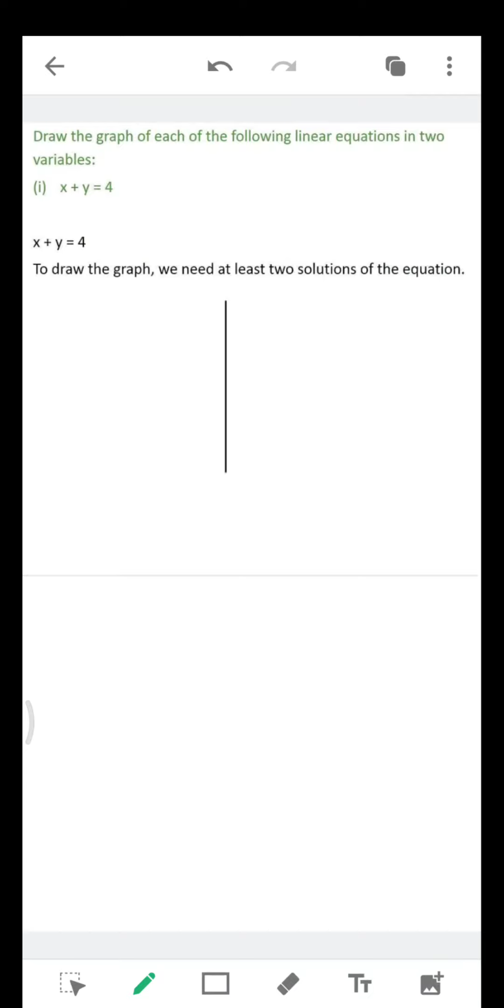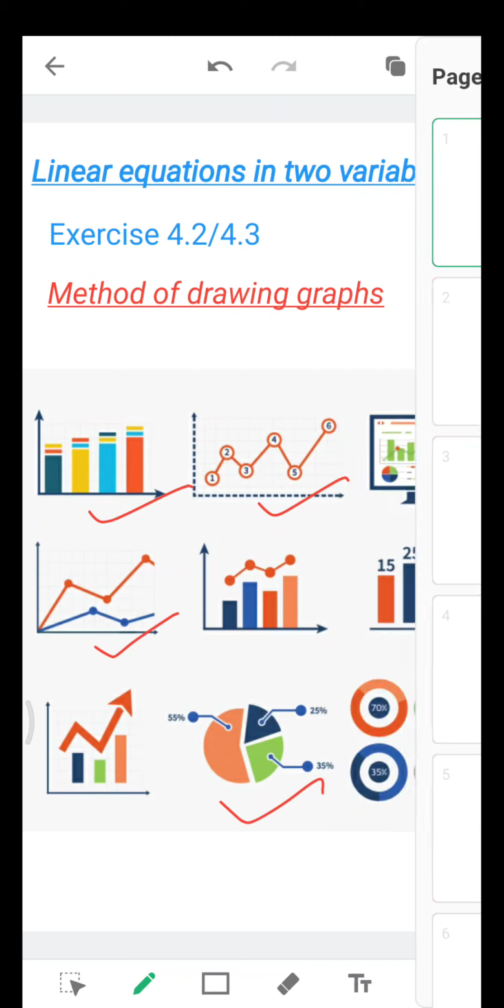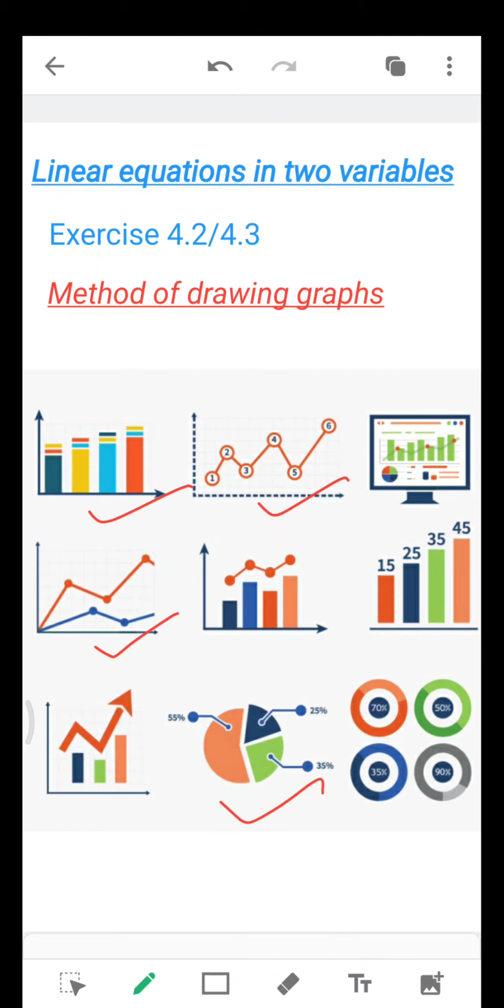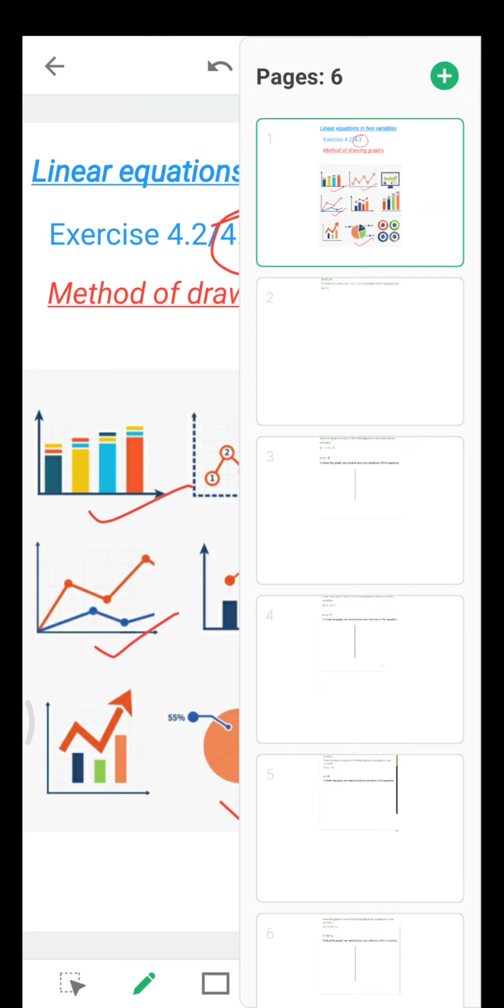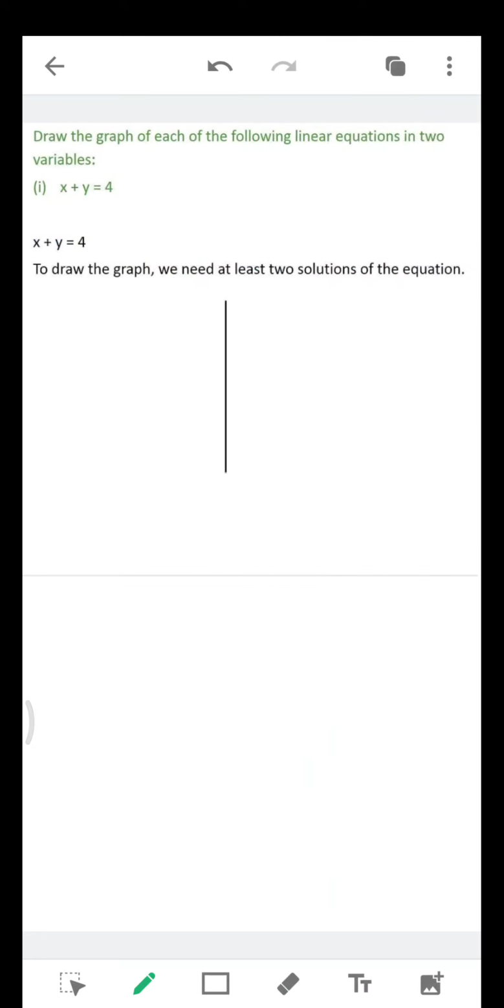So the first question you can see, this is the first question of exercise 4.3, okay. Draw the graph of each of the following linear equations in two variables. So the equation is given to us. I said in the introduction part of this chapter, linear equations in two variables. For drawing the graph we need at least two solutions of this equation.